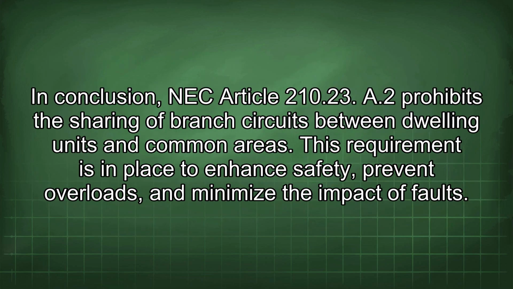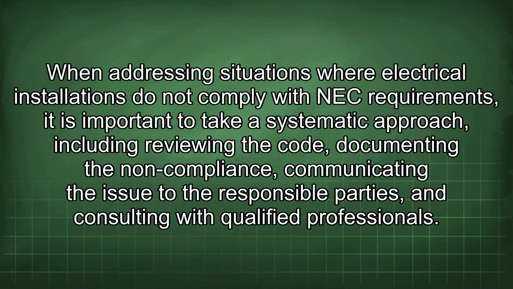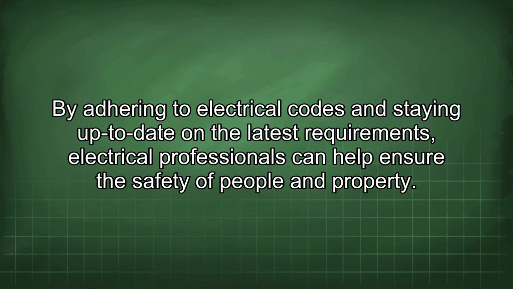In conclusion, NEC Article 210.23(B)(2) prohibits the sharing of branch circuits between dwelling units and common areas. This requirement is in place to enhance safety, prevent overloads, and minimize the impact of faults. When addressing situations where electrical installations do not comply with NEC requirements, it is important to take a systematic approach, including reviewing the code, documenting the non-compliance, communicating the issue to the responsible parties, and consulting with qualified professionals. By adhering to electrical codes and staying up to date on the latest requirements, electrical professionals can help ensure the safety of people and property.